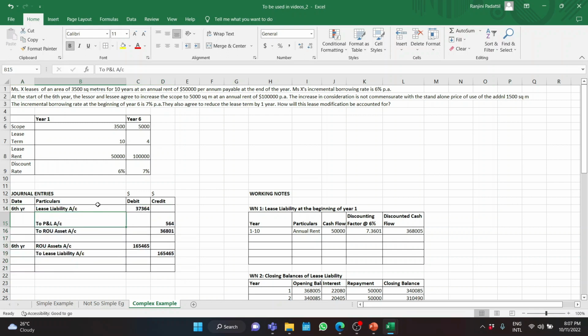And so these are the two entries that form a part of your solution. The first one relates to the decrease in lease term and the next one relates to all the other modifications.